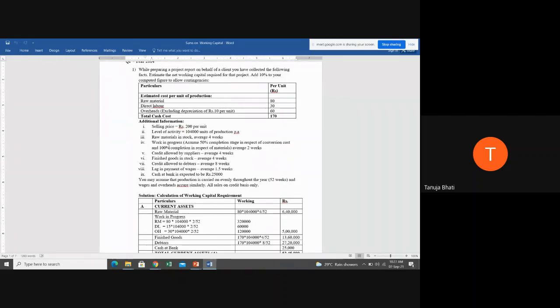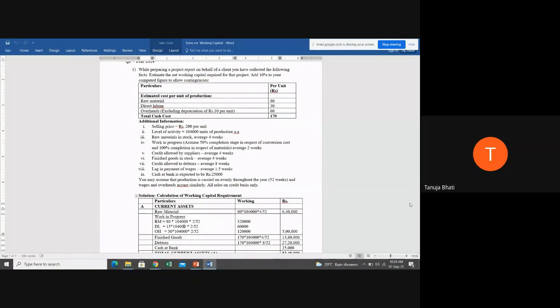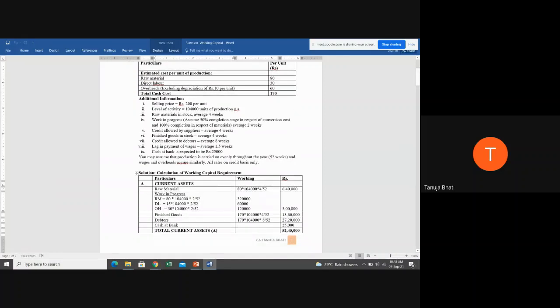What all will come in work in progress, students? I told you, in work in progress there will be 3 costs involved: material, direct labor, and overheads. And for direct labor and overheads, you always take 50%, and here it is given as 50% completion stage in respect of conversion. Have you all understood the logic? In work in progress, your materials won't stay at the raw material stage; you're going to actually work on the materials. So work in progress will have raw materials, plus direct labor involved in converting that raw material into finished goods, and overheads, meaning other expenses, are also involved. Is that clear?